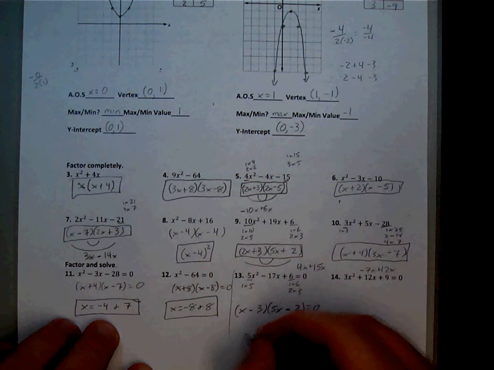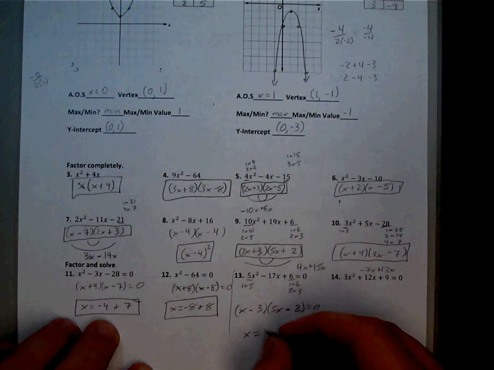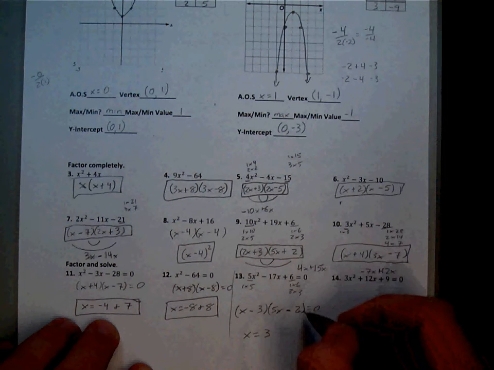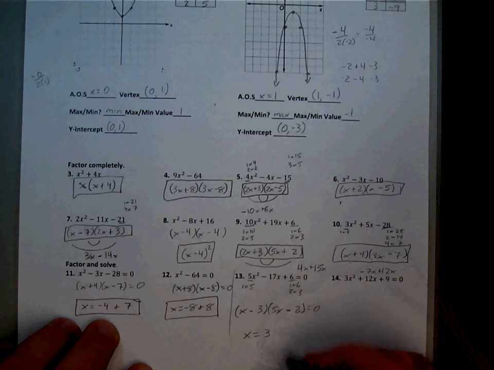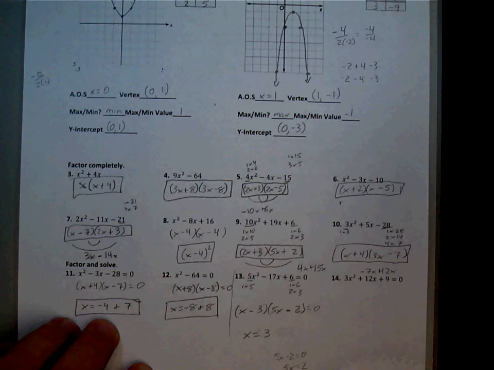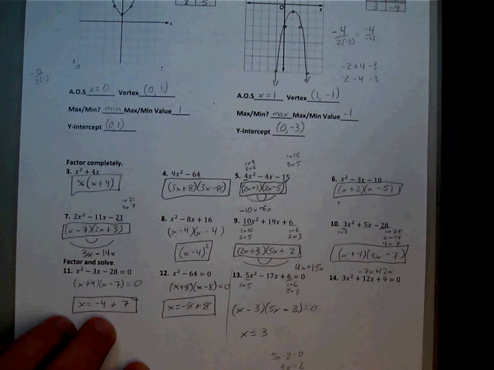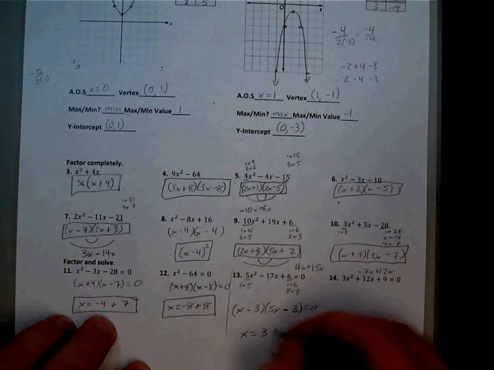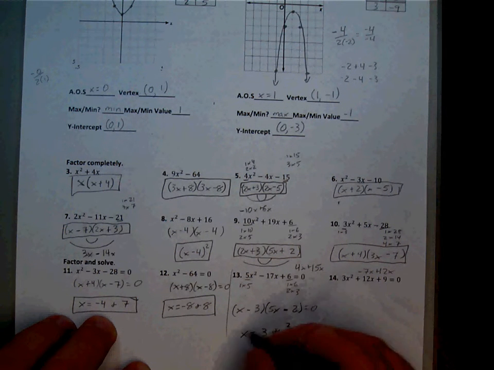So if x minus 3 equals 0, we get 3 for an answer. If 5x minus 2 equals 0, maybe I'll write that down. Remember, you have to add your 2 over, so 5x equals 2, and then you've got to divide by 5, so I get 2/5. So 3 and 2/5 are the answers.